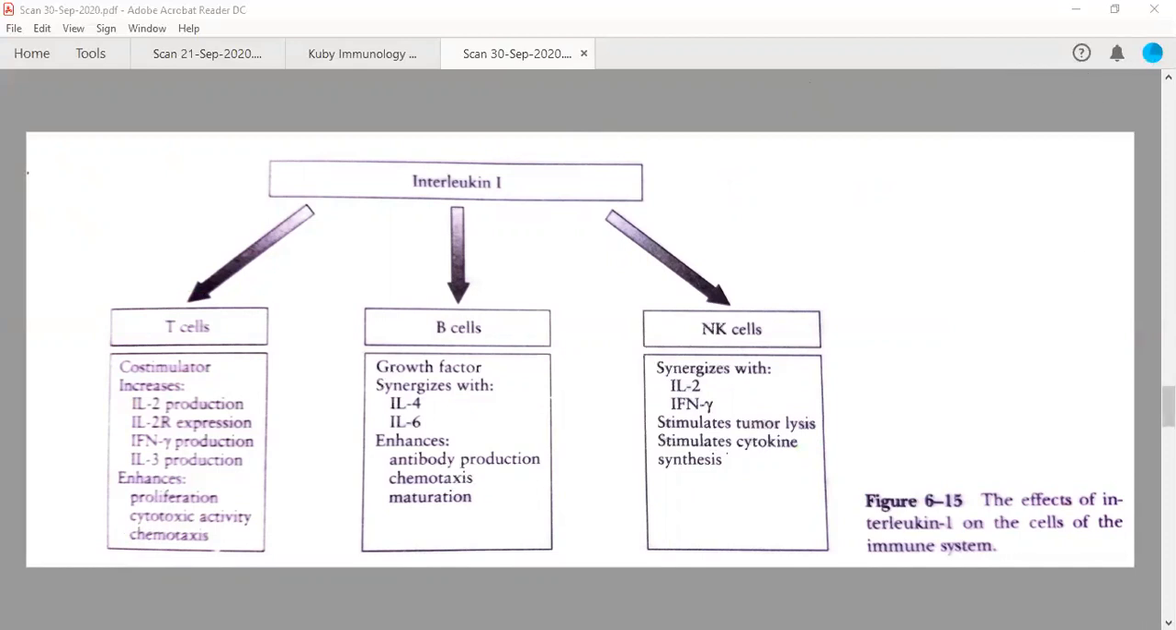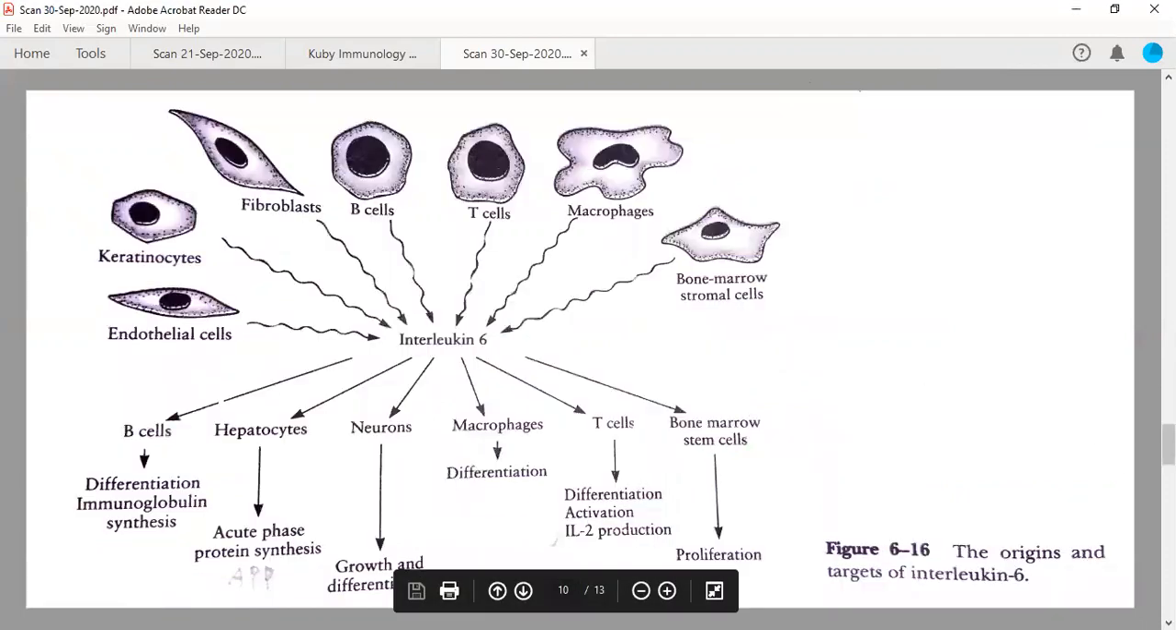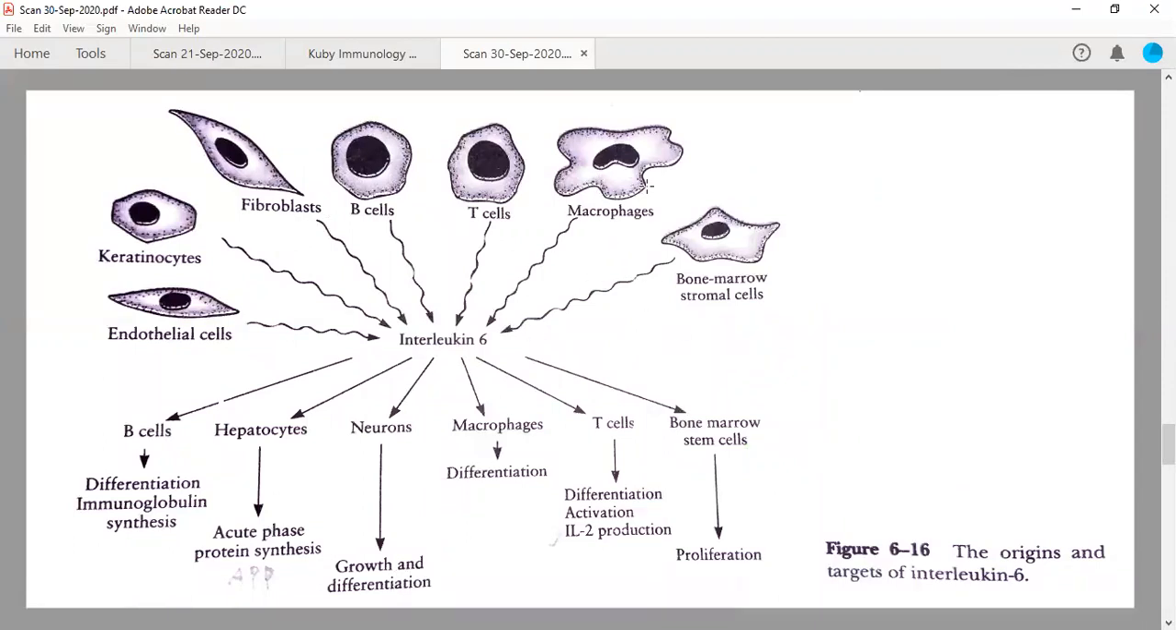Then the second one is interleukin 6. Actually, interleukin 6 is secreted not only by macrophages, it can also be secreted by different types of cells. So macrophages are one type of cell which can secrete interleukin 6. But interleukin 6, because it is a very important cytokine, can be secreted from the B cells, T cells, fibroblasts, keratinocytes, endothelial cells, or even bone marrow stromal cells.